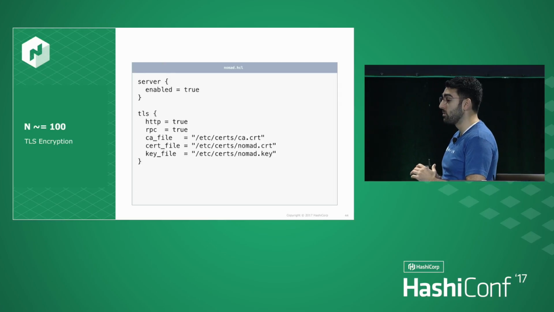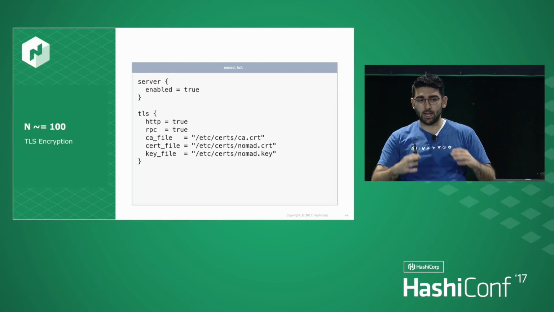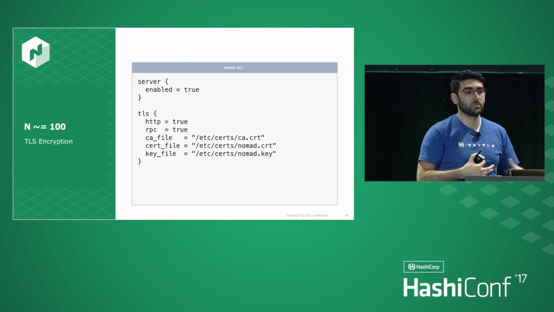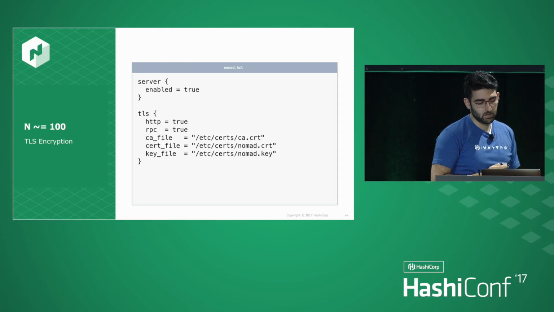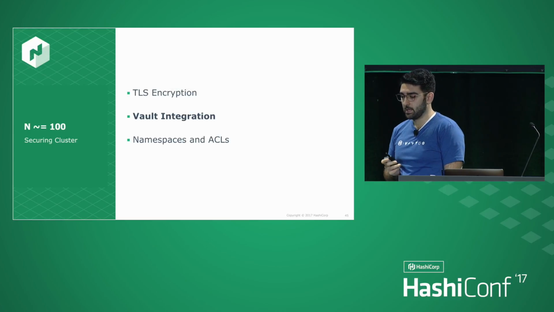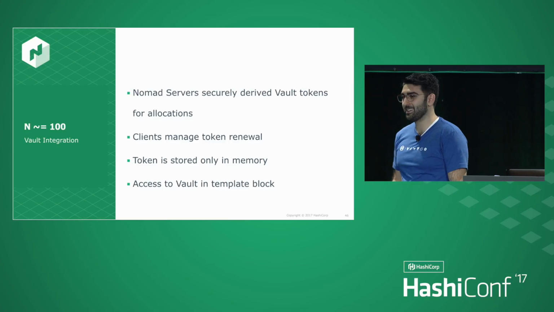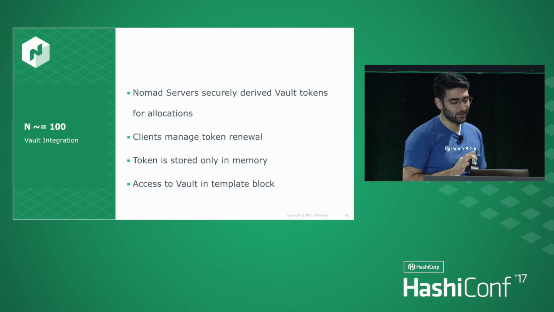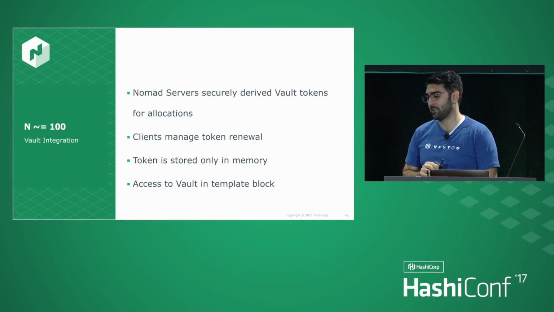So this is a cool feature that means that a client can't masquerade as a server. They have different certs that give them different privileges. So that's cool. Next is Vault integration. This could be its own talk, and as a matter of fact, it is. So if you're interested in learning more, I suggest you watch that talk.